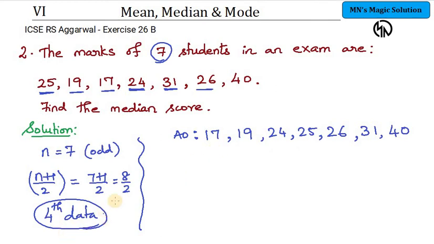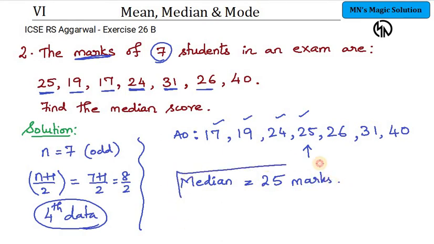Now, the fourth data among them, 1, 2, 3, 4. So which is the fourth data? 25 is the fourth data. So the median for this set of numbers is nothing but 25. And the data is about the marks of students. So it is 25 marks, which is the median value.